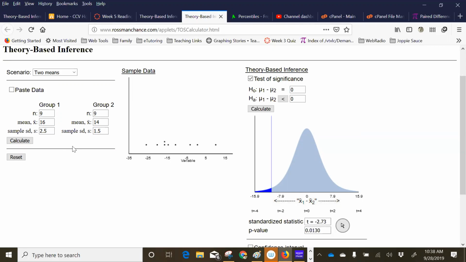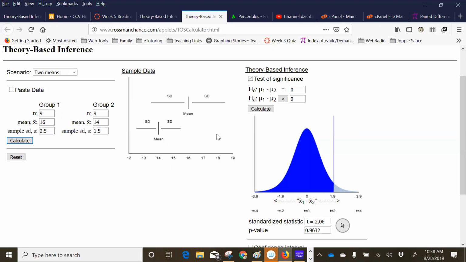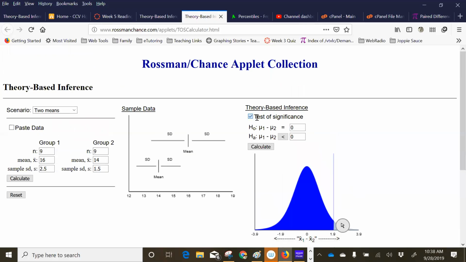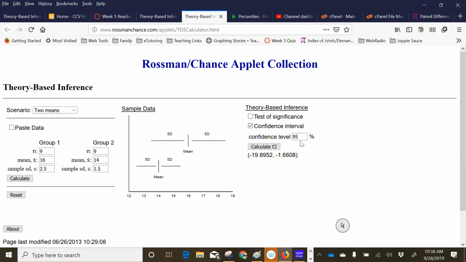So I guess we can do some calculations. It shows us a little box plot kind of thing. There's some overlap going on. So let's do a confidence interval first. 95% confidence interval, let it calculate it. Do you see the way this confidence interval catches 0?